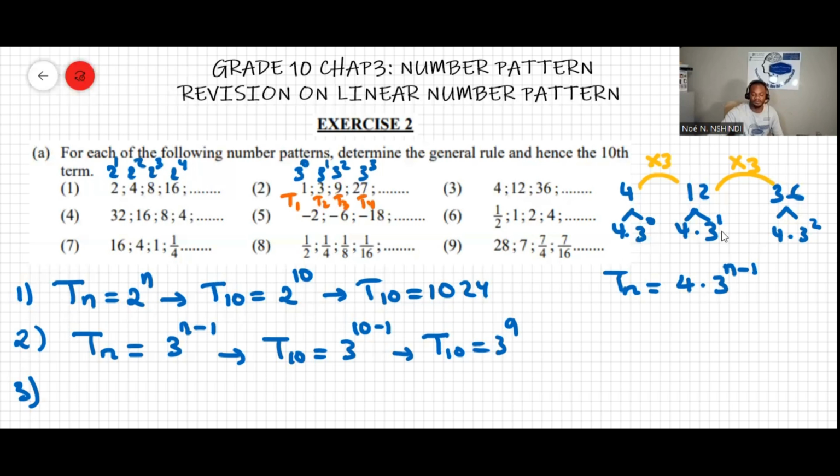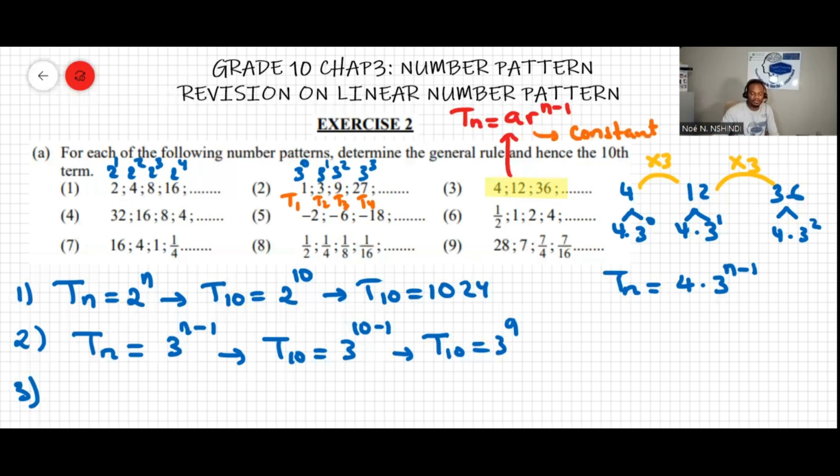That's the first term. If it's for the second term, we sub 2 for n. 2 minus 1 is 1, 3 to the power of 1 is 3, 4 times 3 is 12. In case this seems complicated, I'll give you a formula for this type of pattern, which is called a geometric pattern. The geometric pattern is given by Tn equal to a r to the power of n minus 1, where r stands for the constant ratio.